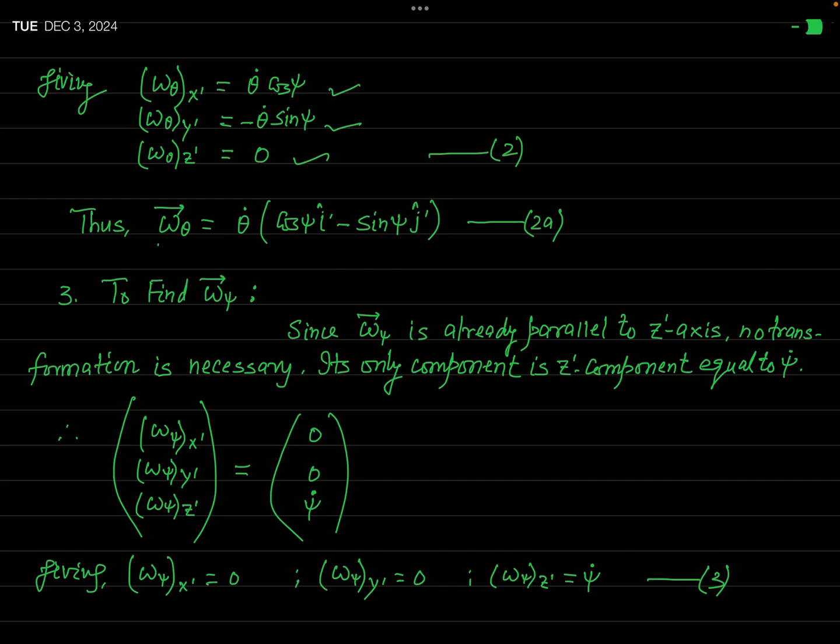So the omega theta vector will be simply the sum of these three vectors, and this will be theta dot times cos psi i dashed minus sin psi j dashed. So in this way you can see we have obtained the x, y and z components of omega theta along the body x-axis, y-axis and z-axis.